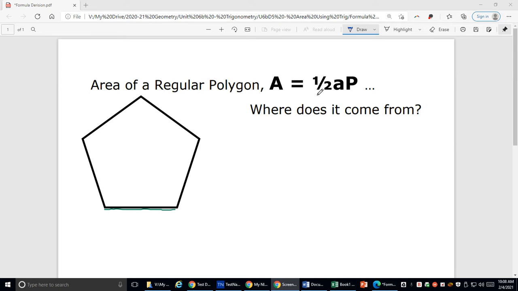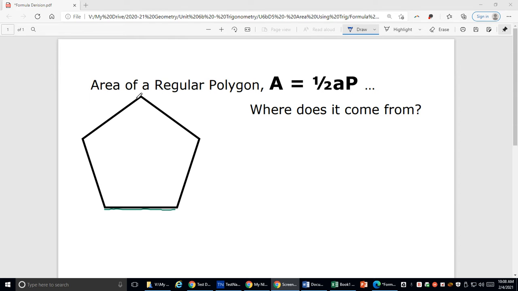Hi, in this video, we're going to look at the formula for area of a regular polygon. Area equals 1/2 the apothem times the perimeter. And let's just figure out, where does this formula come from? How does this formula work? Why does it work for every polygon that is regular?